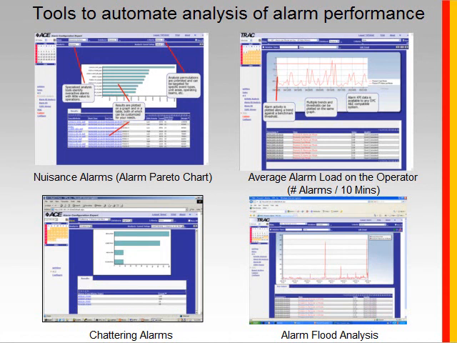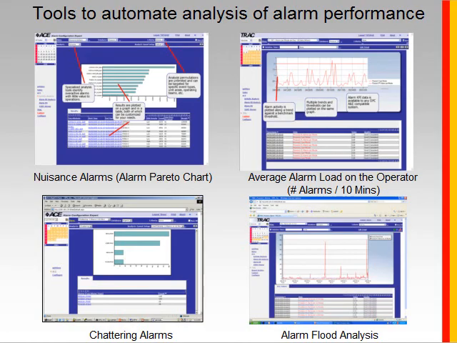Now, there are tools to automate the analysis of the alarm system performance, and Exida has entered into a partnership agreement with TiPS, the company that makes the LogMate software. In that software you can measure all the alarm system performance metrics, look for those alarm issues, and pinpoint the alarms that are causing them.